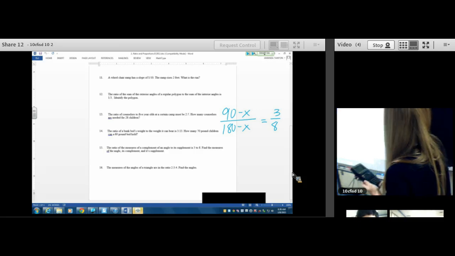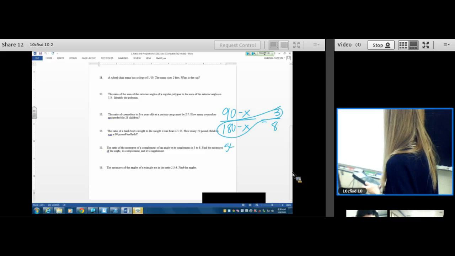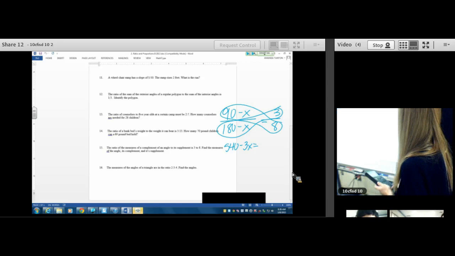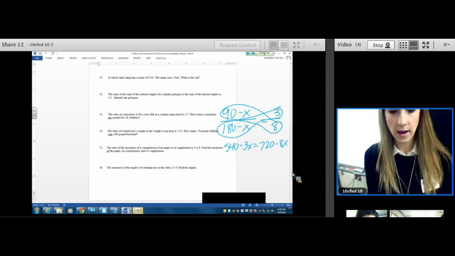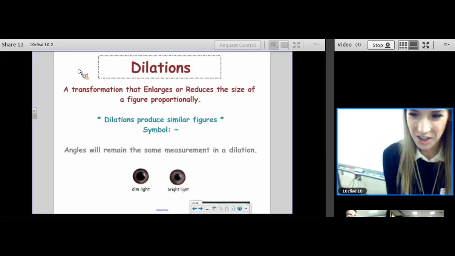Okay, so when we do this, we get 3 times 180, we get 540 minus 3x equals 720 minus 8x. And then I'm just going to let you solve from there because we need to do our lesson, okay? Title your notes, dilations.